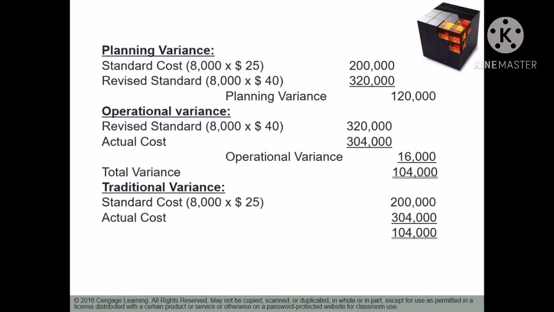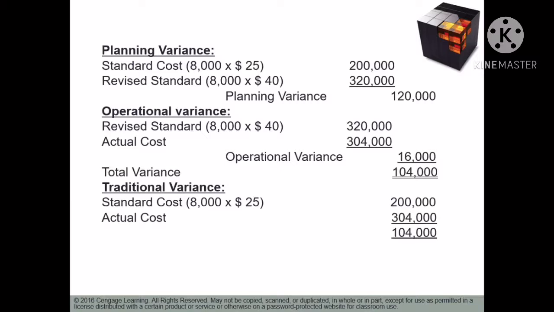And operational variance is the difference between revised standard and actual cost. So revised standard is 8,000 times $40 equals 320,000, and the actual cost is given in the paragraph, 304,000. So the difference between revised standard and actual cost is 16,000.